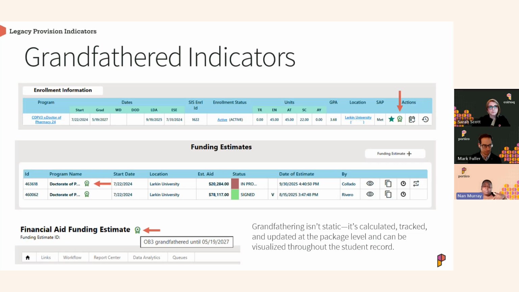Those conditions met, the system calculates the end date for the grandfathering eligibility, and we've gone ahead and put this nifty little icon for everything that applies. It is not static, it's calculated and tracked and updated at the packaging level and is visualized throughout the system. Also, if you wanted to find out when it ends, you simply have to hover over it. And it tells you a nice little message here that indicates to you for your student the date that student is grandfathered until.